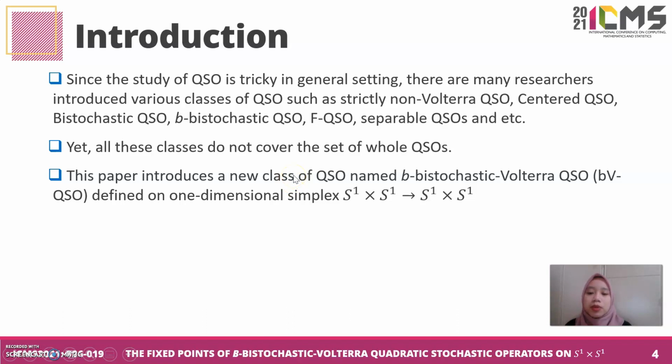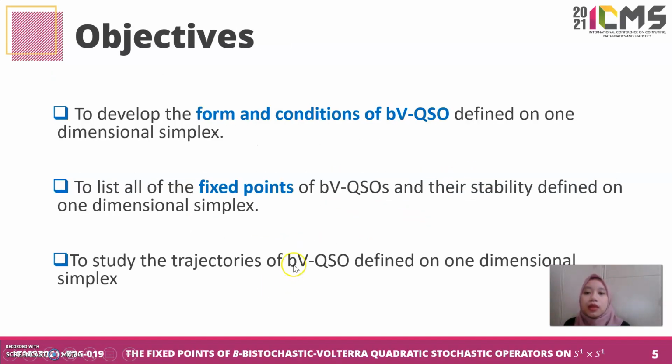Therefore, this paper introduces a new class of QSO named B-Bistochastic-Volterra QSO or bV-QSO defined on one-dimensional simplex, which is S1 times S1 and mapped to itself. The objectives of this paper include to develop the form and conditions of bV-QSO on one-dimensional simplex, to list all of the fixed points and their stability on one-dimensional simplex, and to study the trajectories of bV-QSO defined on one-dimensional simplex.